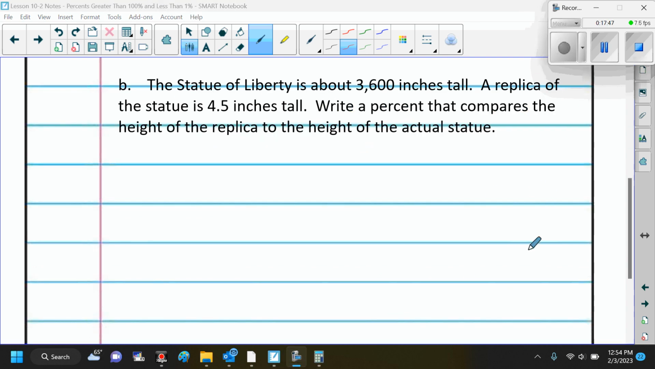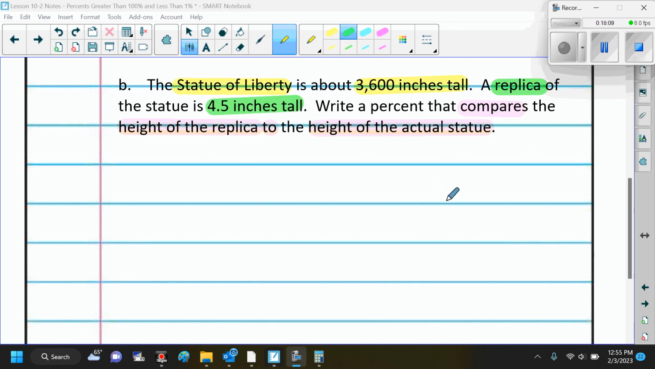So example 4b says the Statue of Liberty is about 3,600 inches tall. A replica of the statue is 4.5 inches tall. Write a percent that compares the height of the replica to the height of the actual statue. So you're going to do that with your table partners, and then we'll go over it.